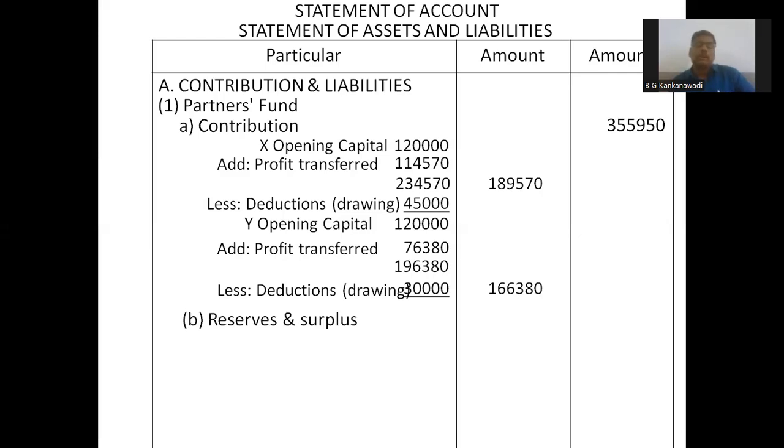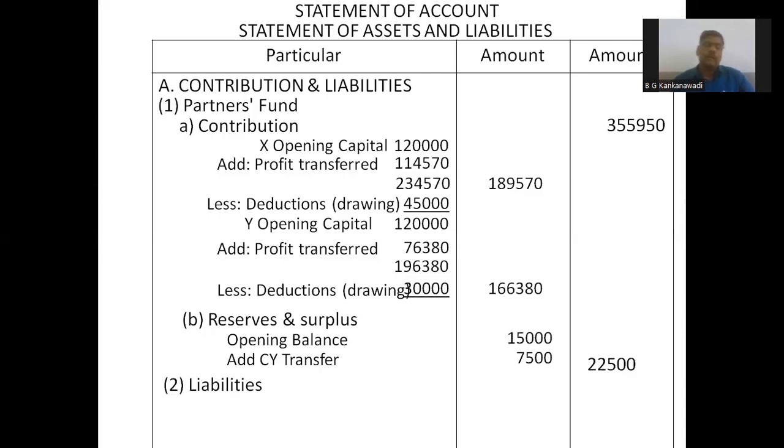Next, reserve and surplus. You see this point very carefully. First, the opening balance of reserve. Reserve opening balance is 15,000. Add current year transfer as per adjustment, 7,500. Okay. Now the total reserve is 22,500.